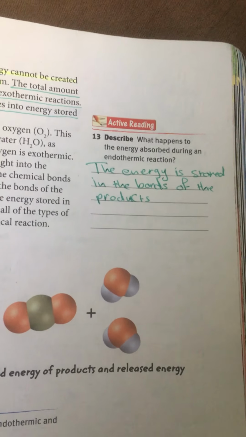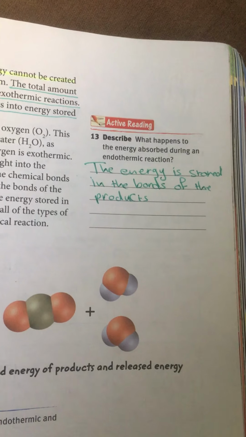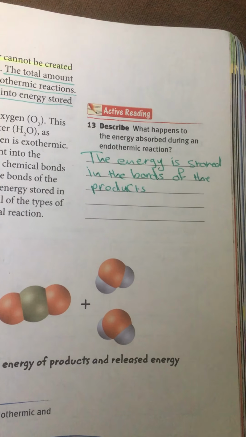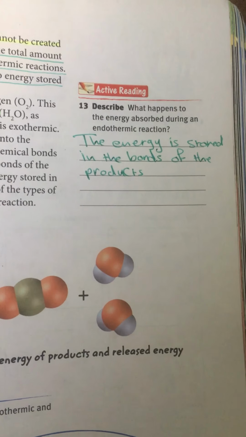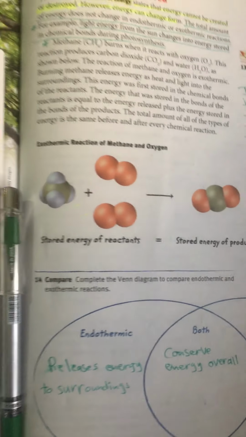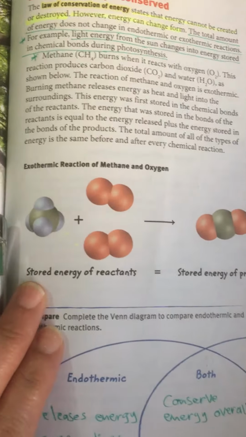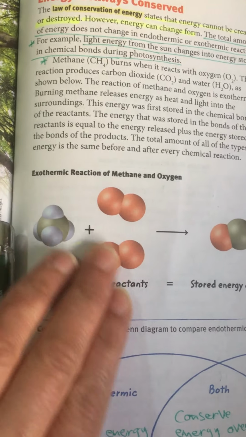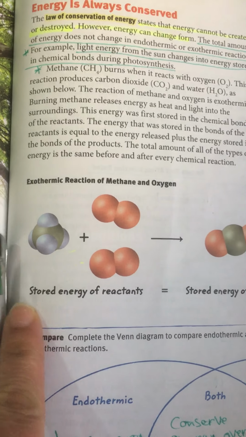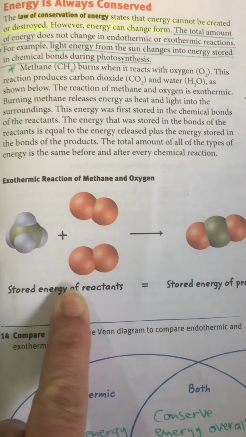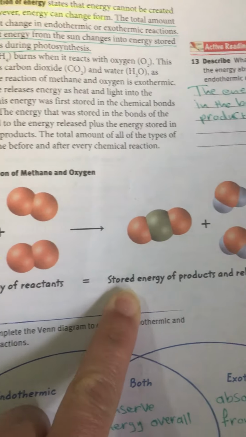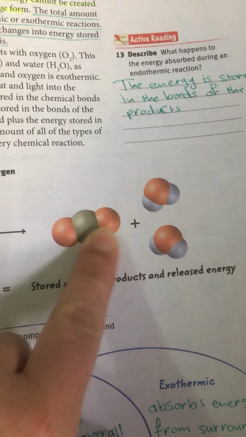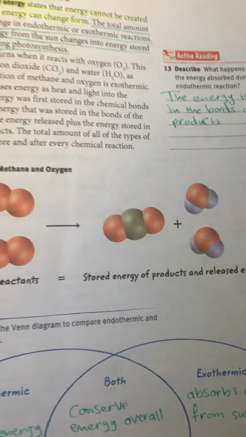Let's see the question: describe what happens to the energy absorbed during an endothermic reaction. The energy is stored in the bonds of the products. So it's the opposite of the exothermic. Now look at this stored energy of the reactants. Between these molecules and the bonds of these molecules, we have something called stored energy, just like a battery, for example. This equals the stored energy of the products and the released energy. So this is the same amount of energy.